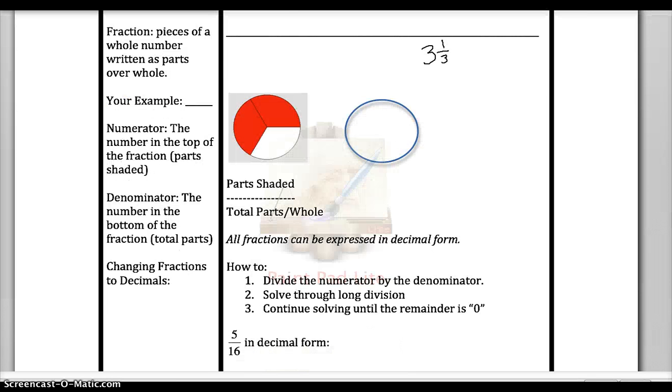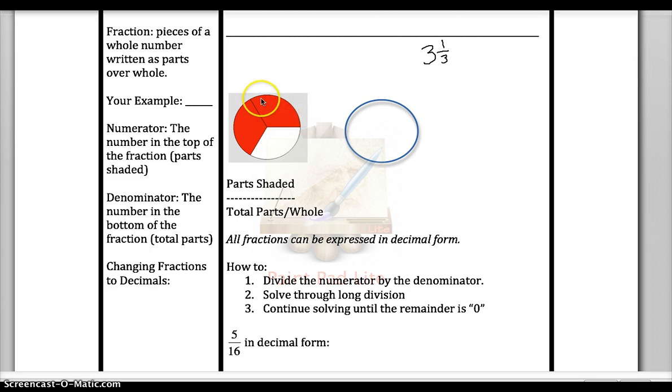All right, so now that you've written that down, let's look at fractions. And the definition of a fraction, the way that I think about it, is pieces of a whole number written as parts over whole. And we'll go into that in a little bit. So let's look at this. And we commonly see shapes associated with fractions just so we can see how the parts of the whole are broken apart. So let's look.